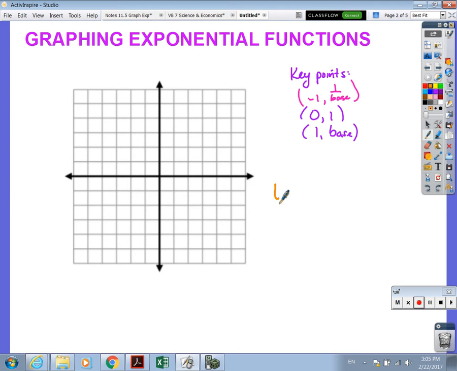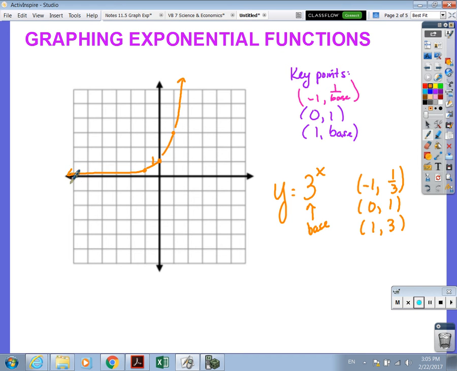Say I wanted to do y equals 3 to the x. These are your key points. (-1, 1 over base), (0, 1), and (1, base). What are we talking about when we talk about the base? We're talking about that number right there. If I plot (-1, 1/3), somewhere there. If I plot (0, 1), it's right here. And if I plot (1, 3), it's here. The general shape goes up because this is an example of growth. It will, however, never go below this line. That's your asymptote.